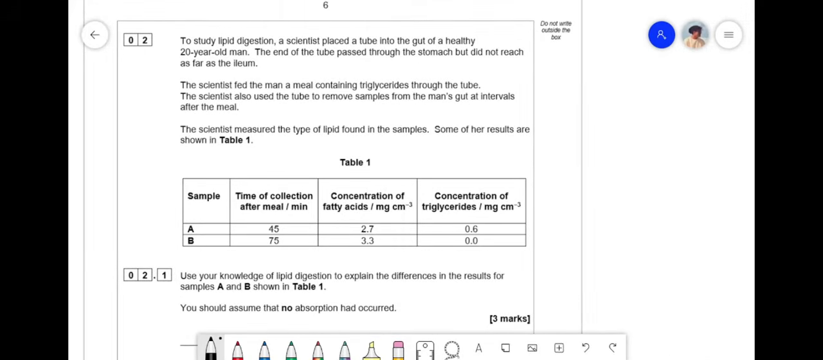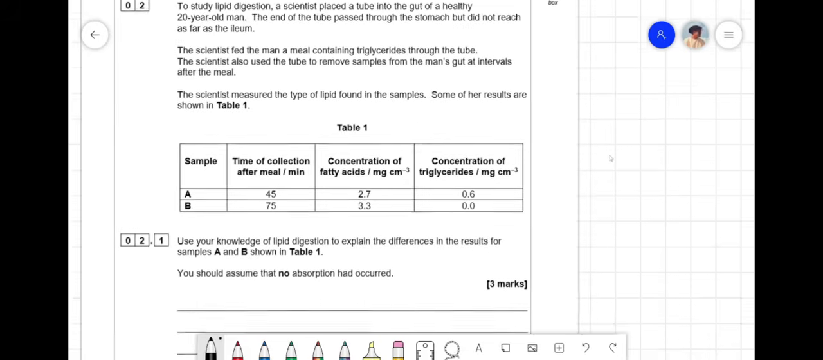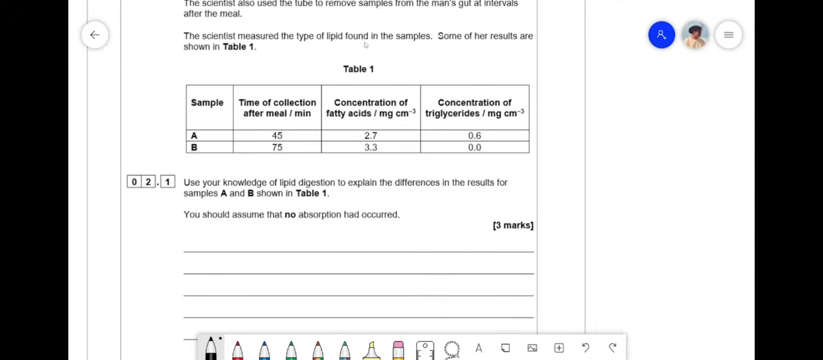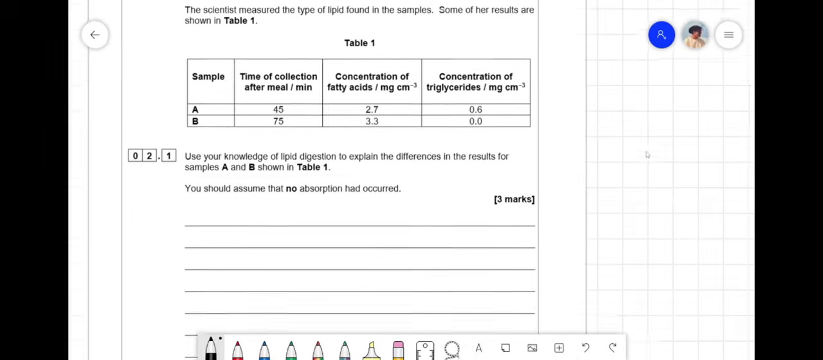So, question 2. It says, to study lipid digestion, a scientist placed a tube into the gut of a 20-year-old man. The end of the tube passed through the stomach but did not reach as far as the ileum. The scientist fed the man a meal containing triglycerides through the tube. The scientist also used the tube to remove samples of the man's gut at intervals after the meal. They recorded the type of lipid found in the sample. Some of the results are shown in this table.